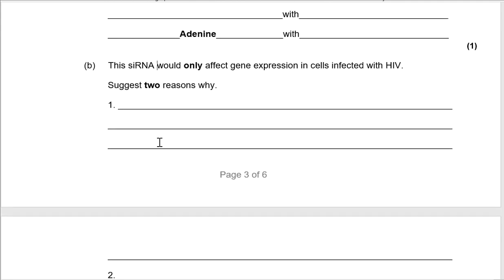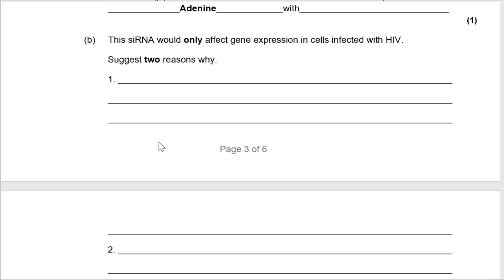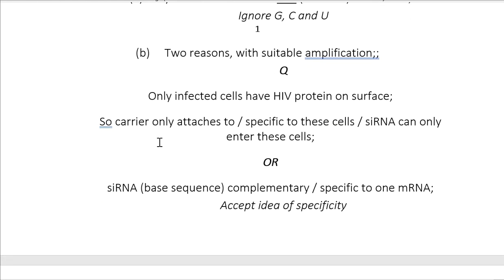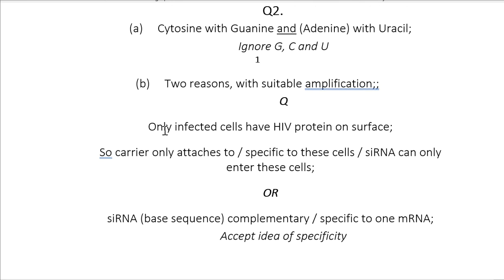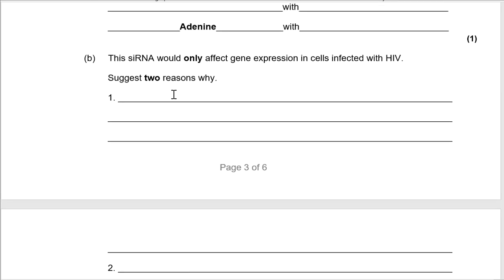This is a 4-mark question. Why does siRNA only affect gene expression in cells with HIV, not other cells? This is twofold. One fold is you have to know specifically about siRNA, and the other is a generalized concept in biology. There are many ways you can say it, but there are two reasons. The first one I would say is going to be a generalized one.